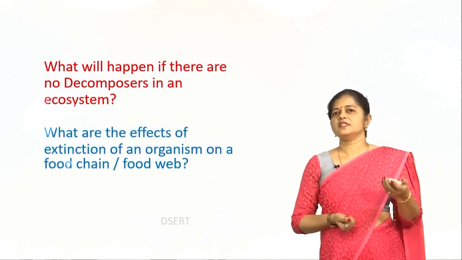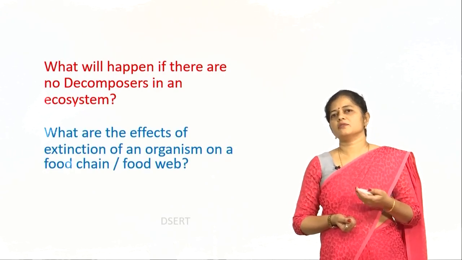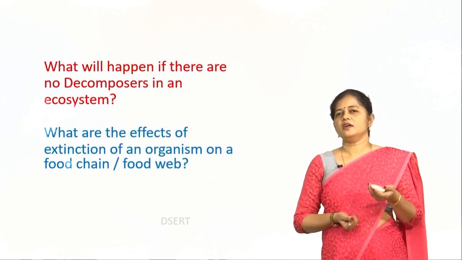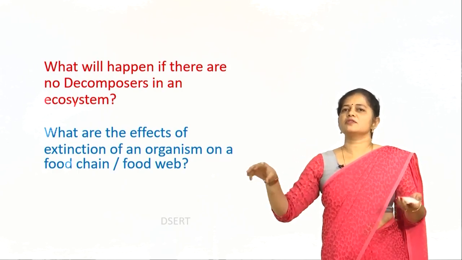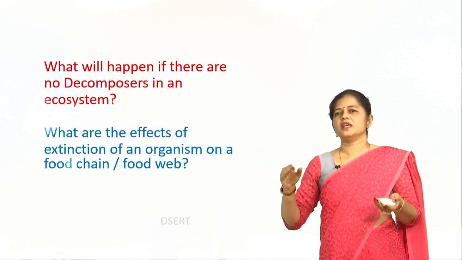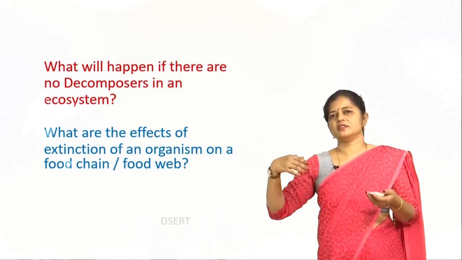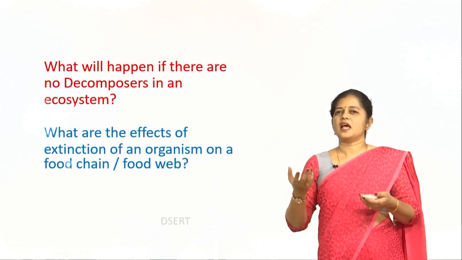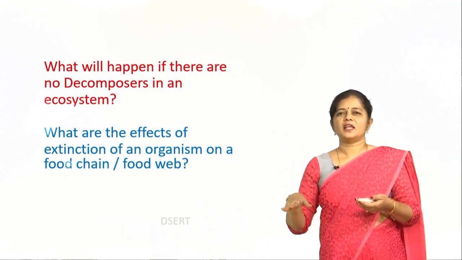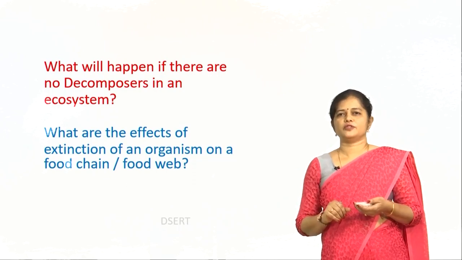Another question, what are the effects of extinction of an organism on a food chain or a food web? Here, we can see that if an organism from one trophic level is removed, then the organisms which depend on this organism will also face a danger of extinction, and thereby there is an imbalance created in the food chain or the ecosystem.